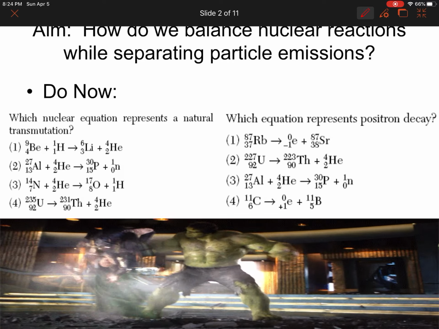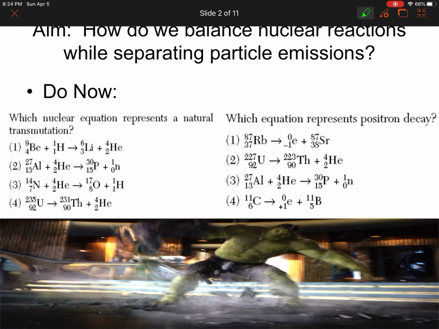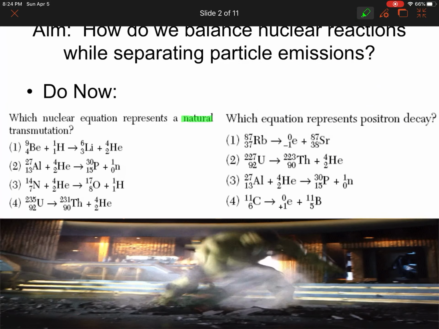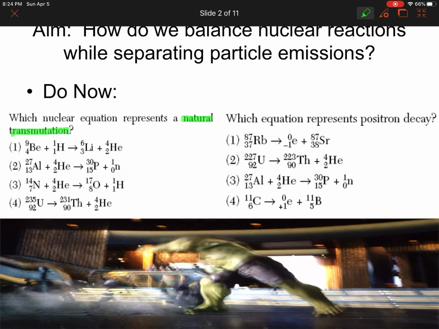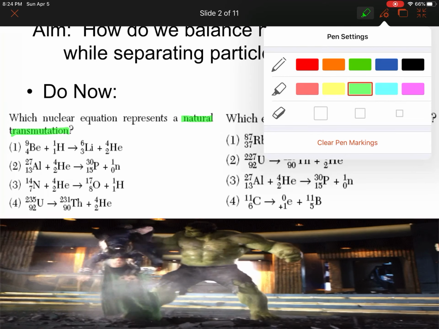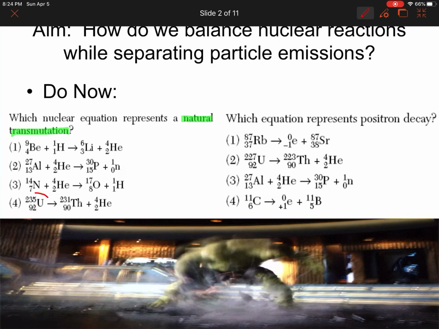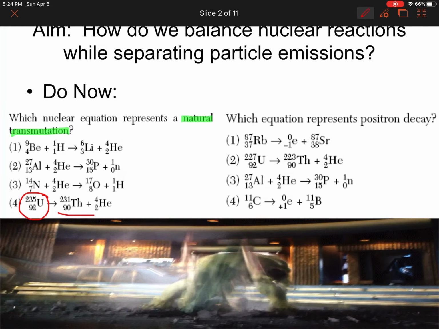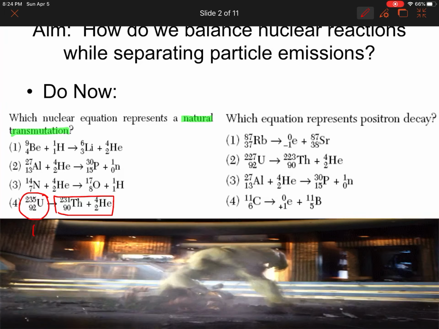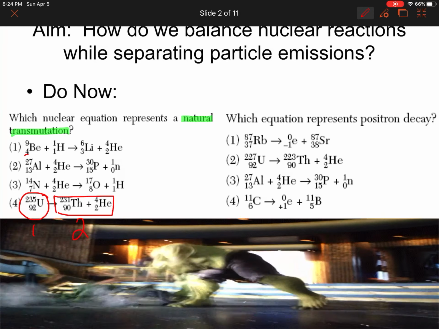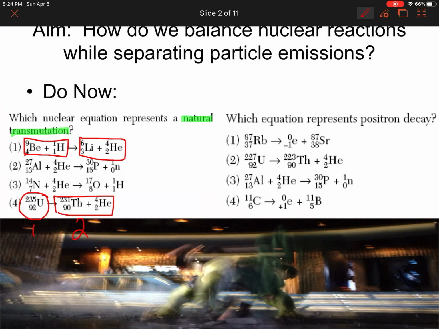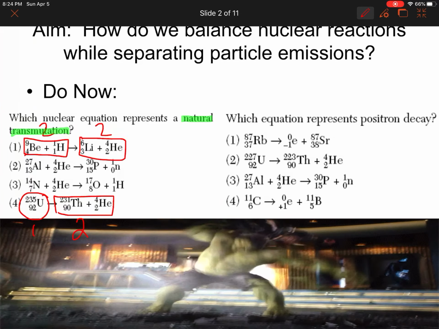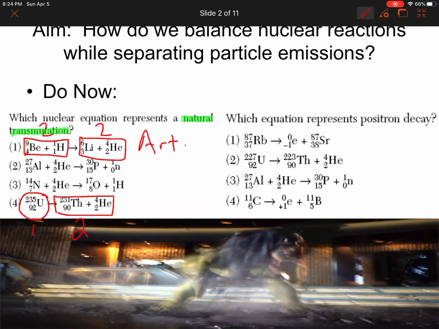So let's look at the first question. It says, which nuclear equation represents a natural transmutation? We learned natural transmutation is when you have one particle on the left producing two particles on the right. What's it called when you have two particles on the left and two particles on the right? Well, if you have 2 and 2, that is called artificial transmutation.